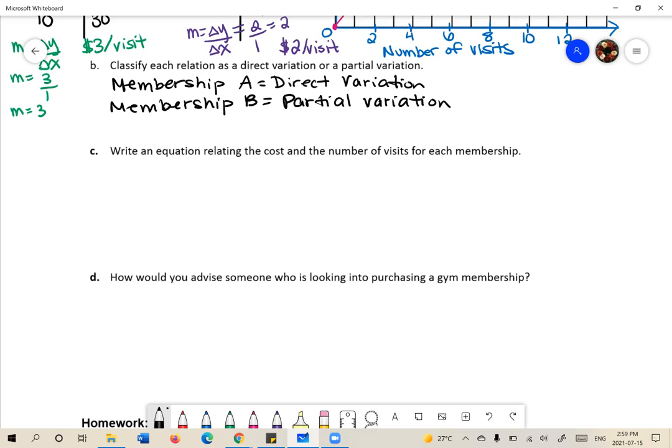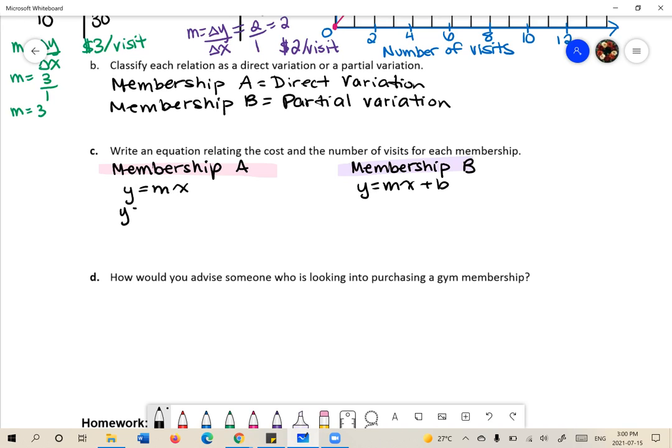Classify each relation as direct or partial variation. Now it's asking us to write an equation for both. So knowing that membership A is direct variation, it's going to be in the form y is equal to mx. Whereas membership B is partial, so the equation will be y is equal to mx plus b. I'm going to substitute my slope values that I found. And to substitute my b value, when x is equal to 0, what does y equal to? And that will be my b value.